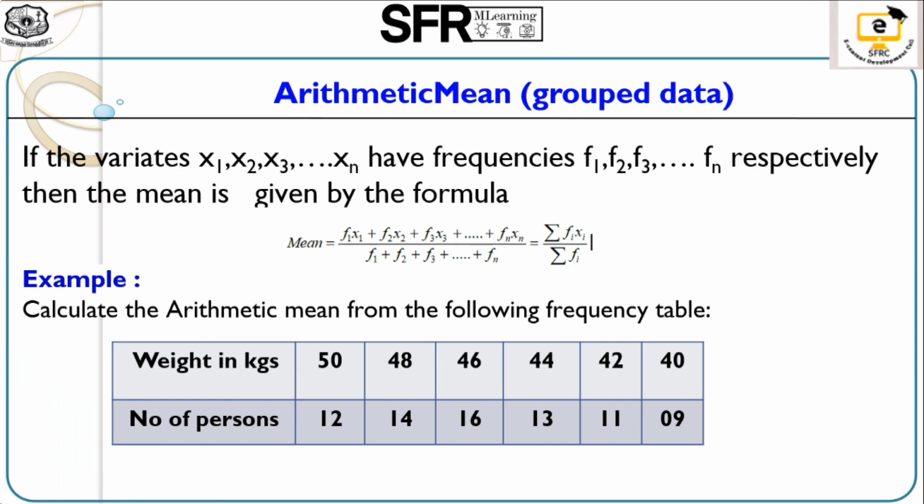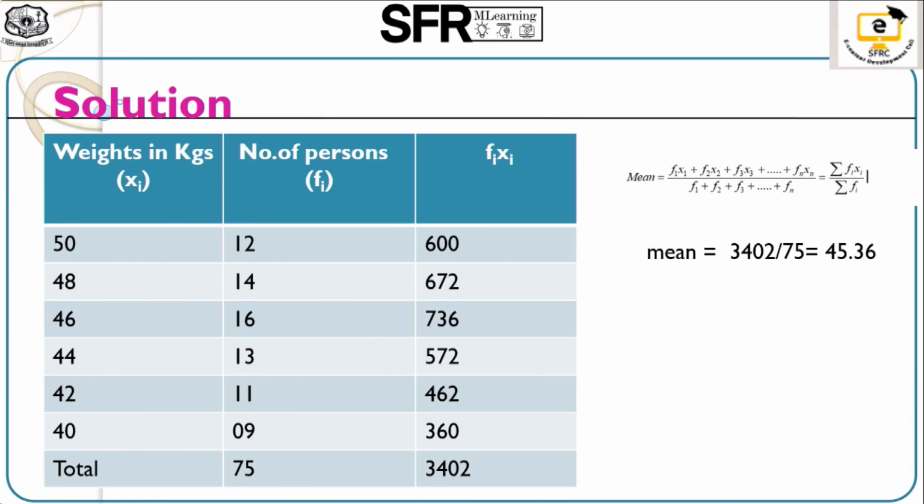Now, see an example. Calculate the arithmetic mean for the following frequency table. Here, this is also grouped data, with weight in kilograms: 50, 48, 46, 44, 42 and 40. This is the weight for each person. The number of persons is 12, 14, 16, 13, 11 and 9. This is grouped data, with a set of weights and a set of numbers of persons. By using the formula, we have the given data values in weights and number of persons.